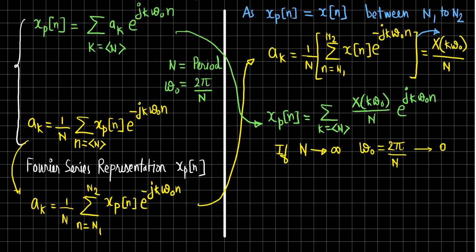What do you mean by that? So let's observe the interpretation of this omega naught here. This x_p of n is summation over k over a period of N, capital X of k omega naught e power j k omega naught n.